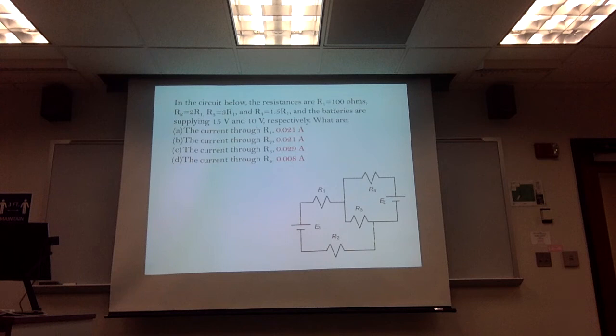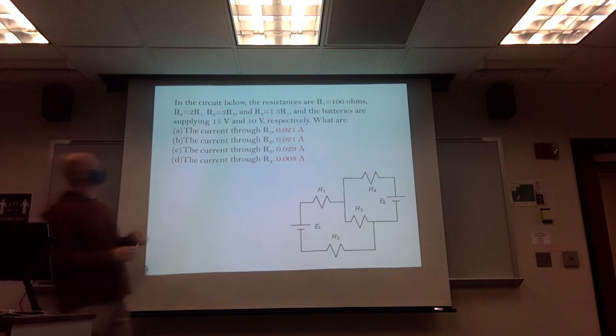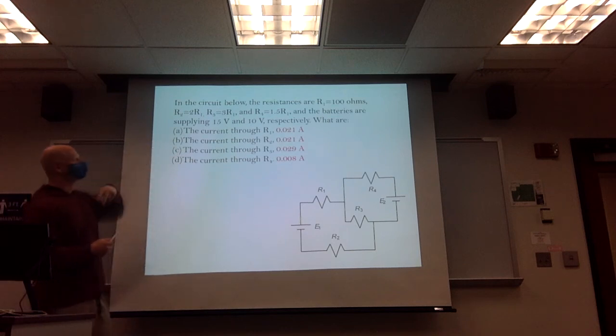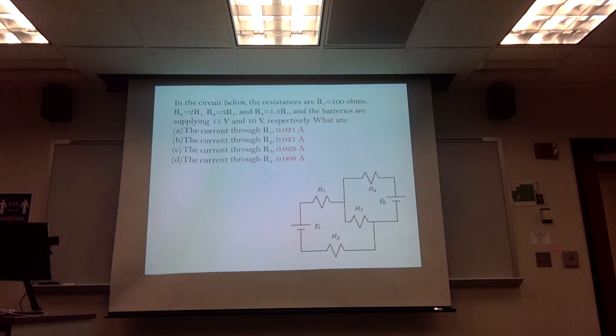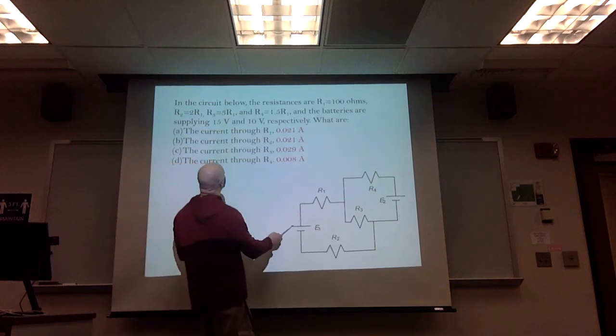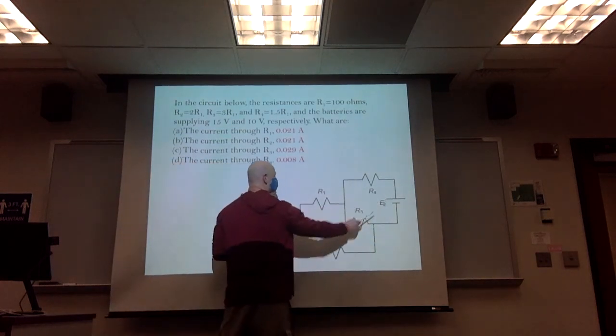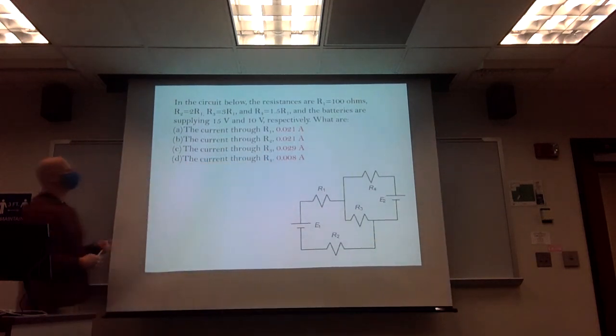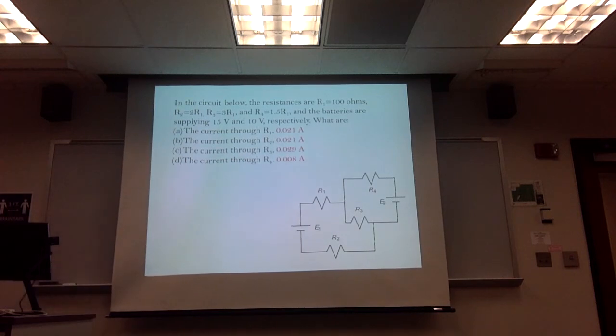This is the first of two Kirchhoff loop rules problems that I have. So this one says that we have this circuit below where R1 is equal to 100 ohms, and then R2, R3, and R4 are some multiple of that. R2 is 200 ohms, R3 is 300 ohms, and R4 is 150 ohms. The batteries in this case are E1, which is 15 volts, and E2, which is equal to 10 volts. And I'm just going to ask you one simple question: what are the currents through each one of these resistors?